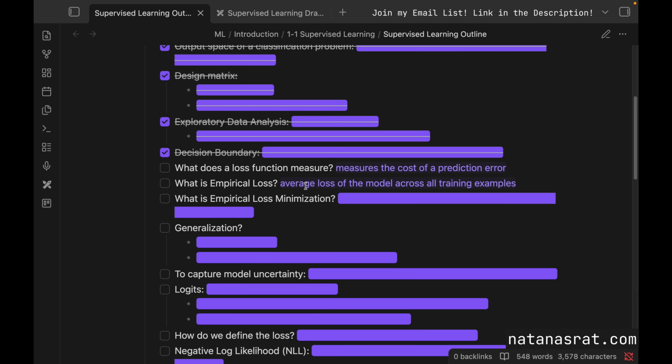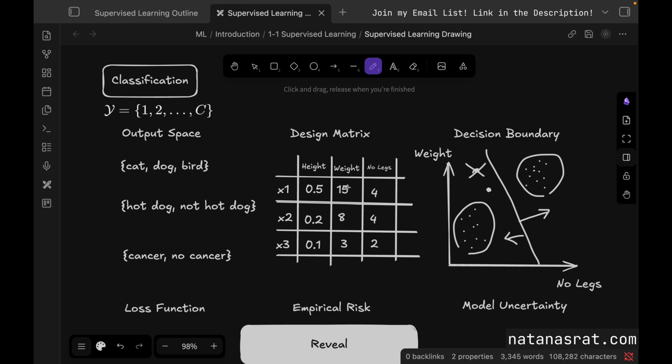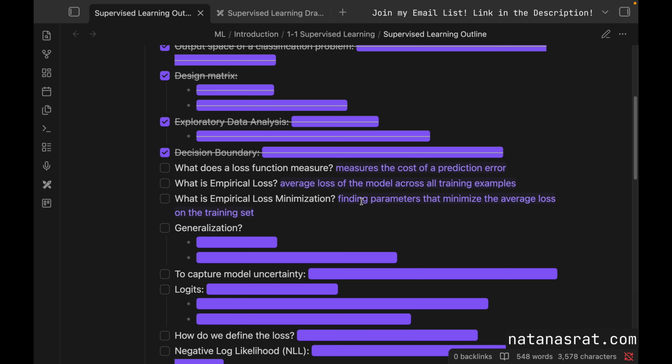So this is the average loss of the model across all training examples. Let's say for simplicity's sake, we will count the loss as ones and zeros. That is a 0-1 loss actually. And let's say we have 10 examples, and out of those, our model got 4 of them wrong. That means we have 4 out of 10 empirical risk.